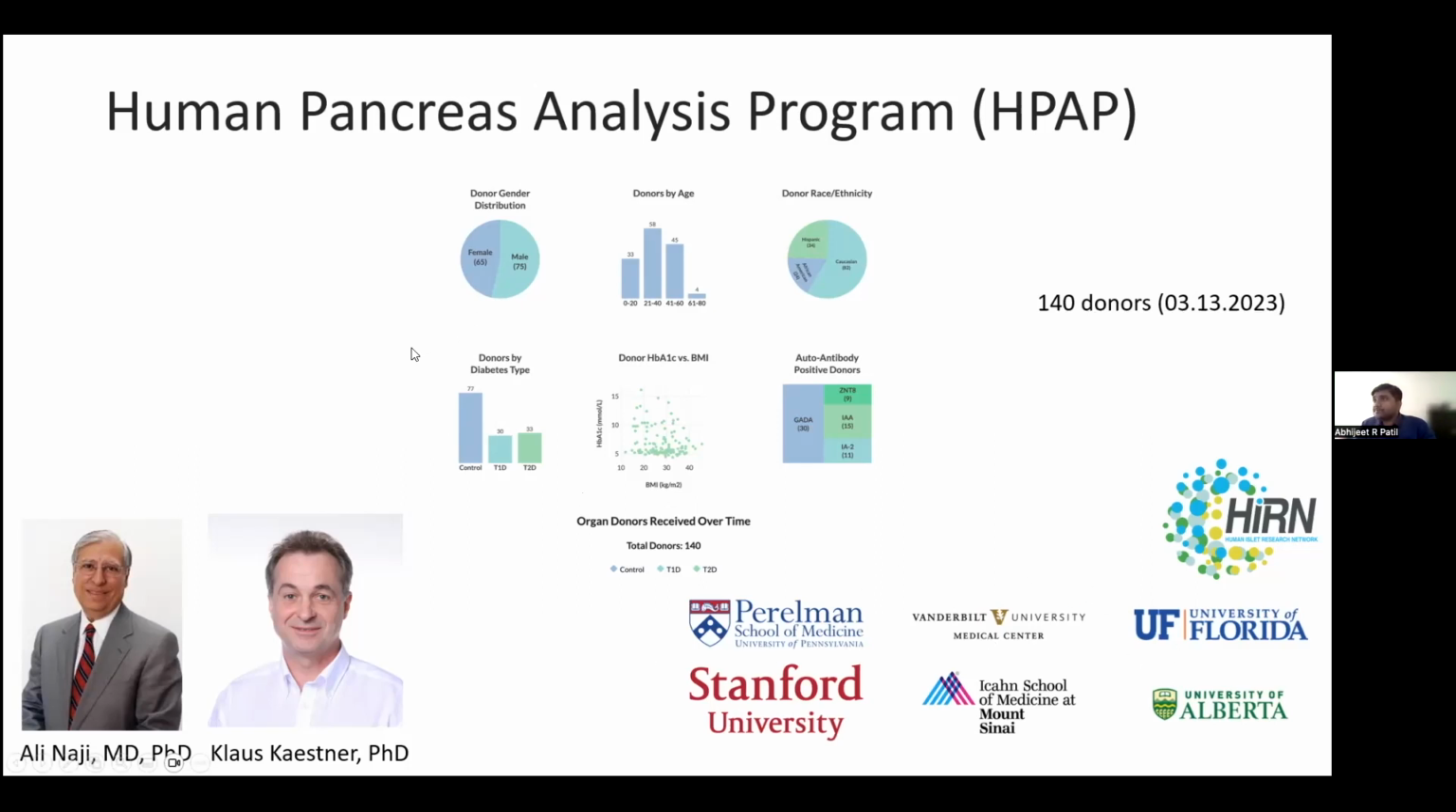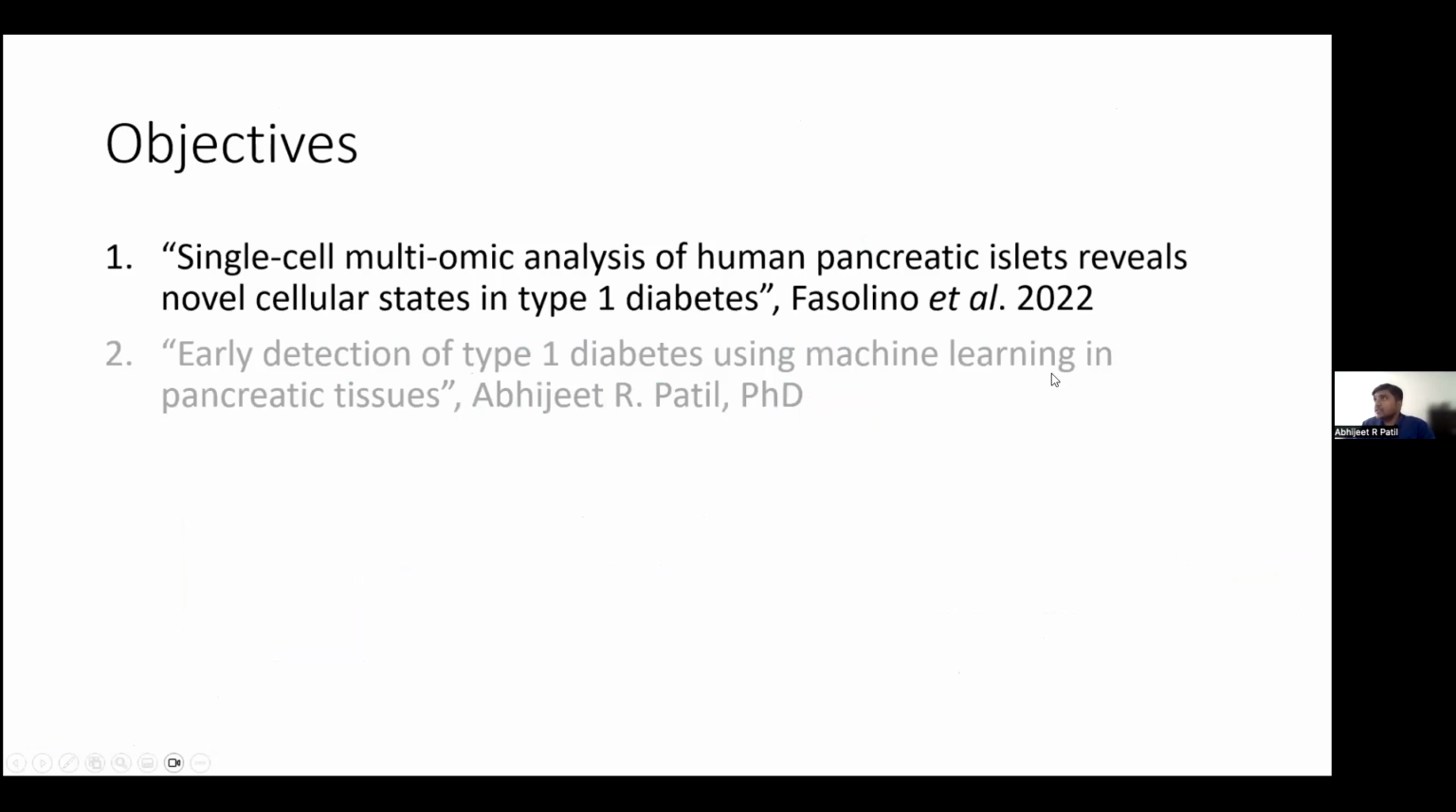As we see, there are 3 primary groups involved here. Control, which, as of March, has 77 control donors, 30 type 1 diabetes, and 33 type 2 diabetes patients. Also, there are a couple of autoantibody positive donors, such as GADA, islet antigen, zinc, and so on. So in total, there are 140 donors as of March.